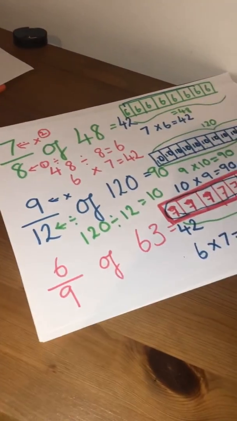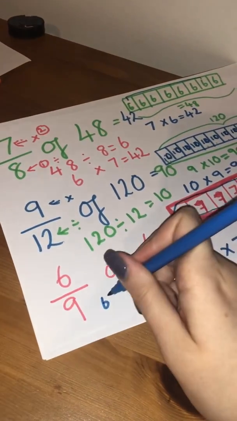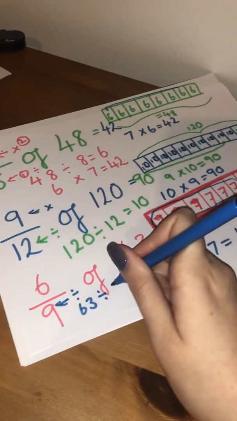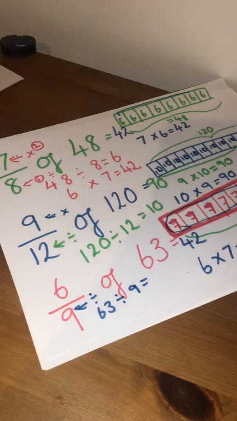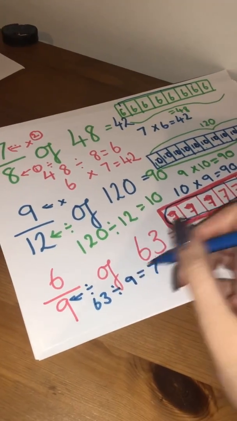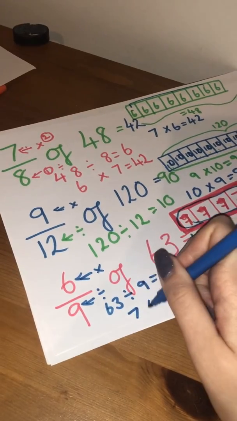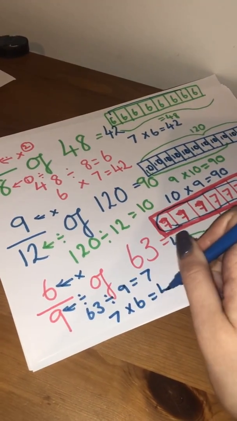If you do the other way, you can do 63 divided by 9, divide by the denominator, gives me 7, times the numerator, 7 times 6 equals 42.